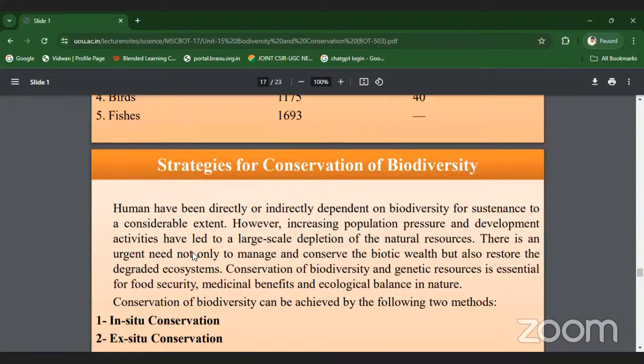Now, what are the strategies for conservation? Okay, these are the threats and values, right? How are they conserved?